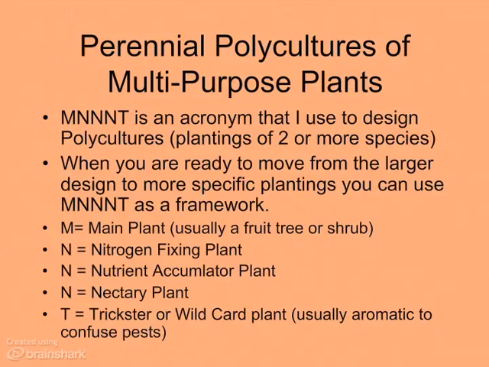N is for a nitrogen-fixing plant. These plants improve the soil by converting nitrogen into a form that plants can use. N stands for nutrient accumulator plant. Nutrient accumulators are able to reach into the lower soil horizons and mine the soil for nutrients and minerals. N stands for nectary plants. Nectary plants provide nectar for insects, and insects provide pollination for our fruiting plants and trees. T stands for trickster. This is what I call a wild card plant. Usually it's an aromatic plant that's used to confuse pests.